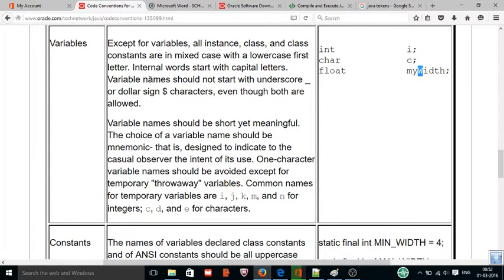So two things are there. We know that special symbols are not allowed in a variable name, but two special symbols are allowed. That is underscore and dollar. Both should not be at the initial position. So neither should start with underscore or dollar sign, but they can be included in the name.